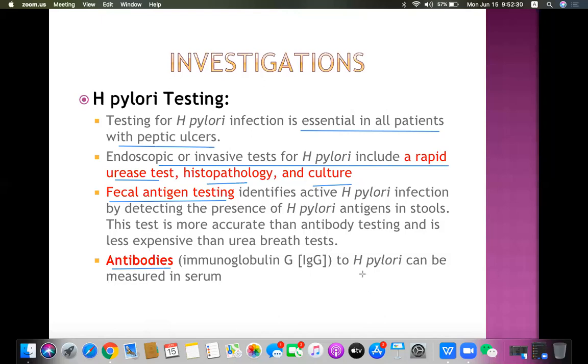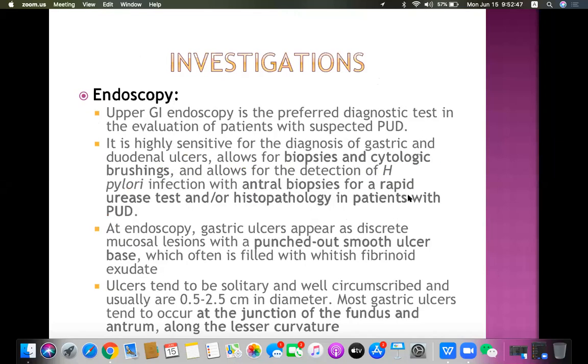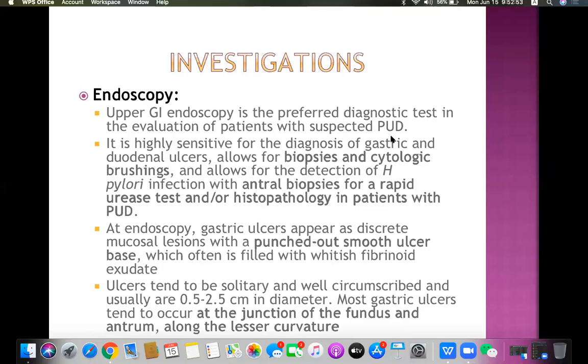Antibody can also be examined, like IgG to Helicobacter pylori can be measured in the serum. So this is one of the very common questions which is asked in the exam. Now, what's the role of endoscopy in this type of situation?